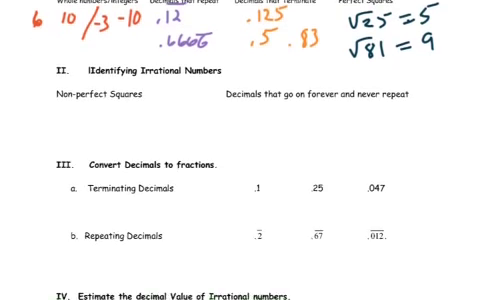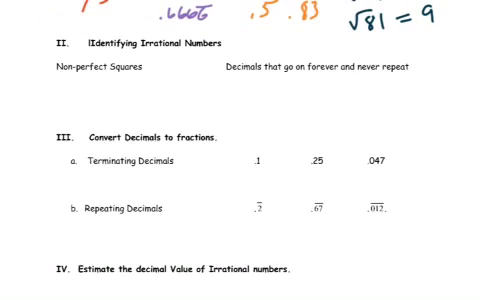Now, some irrational numbers. Non-perfect squares, numbers that don't work out smoothly like the perfect squares. So, for example, the square root of 30. Okay, square root of 30 does not work out to be a perfect square. Ends up working out to be a decimal. If you enter that into a calculator, you get a decimal that never ends. So this would be an example of an irrational number. I cannot write a fraction for that.